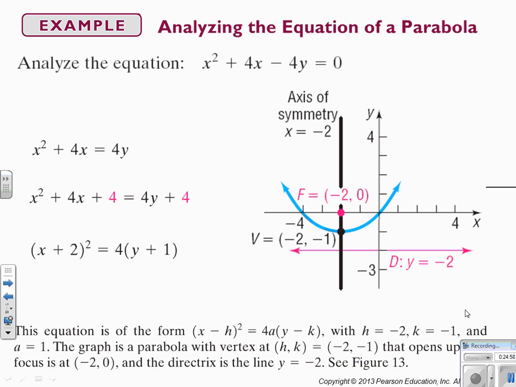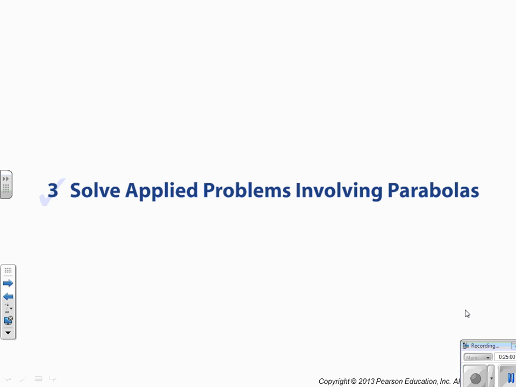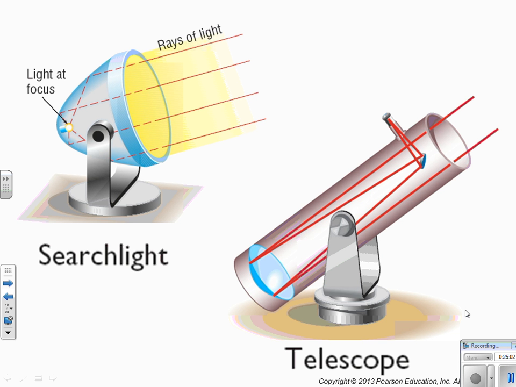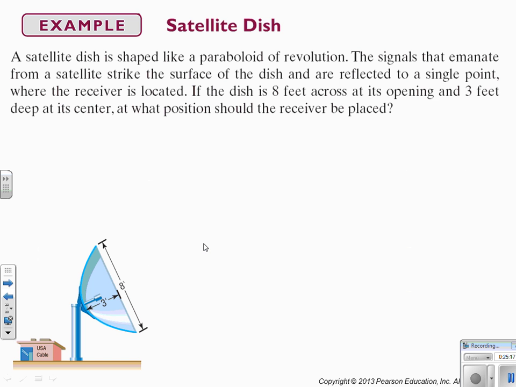Okay, so application problems. We see a parabola in lighting. We see it in telescopes. We also see it in mirrors. So we have a satellite dish that is shaped like a paraboloid of revolution. The signals that emanate from a satellite strike the surface of the dish and are reflected to a single point where the receiver is located.